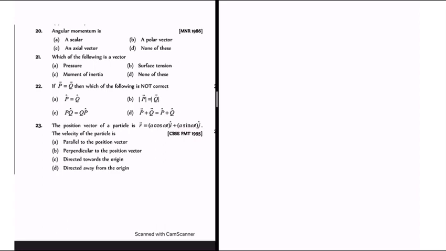20th question. Angular momentum is an axial vector.